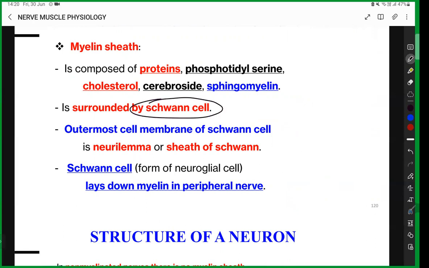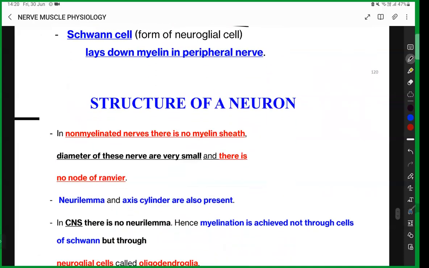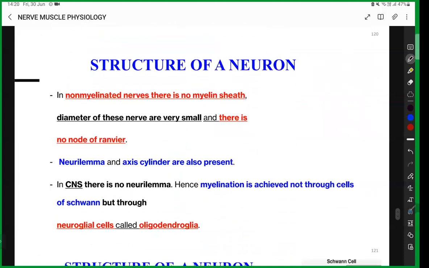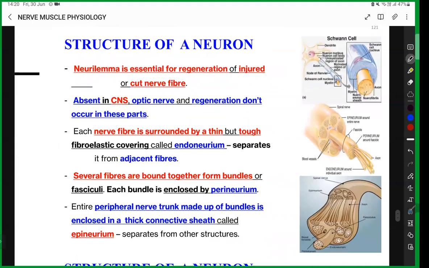So it's going to be Schwann cells or oligodendrocyte cells. The outermost cell membrane of Schwann cells is the neurolemma. Schwann cells lay down myelin in the peripheral nervous system. If myelination does not happen, the diameter of the nerve is very small, therefore there will be no nodes of Ranvier. In the central nervous system, neurolemma is not there. Myelin is formed by the neuroglial cell called oligodendroglia or oligodendrocyte.